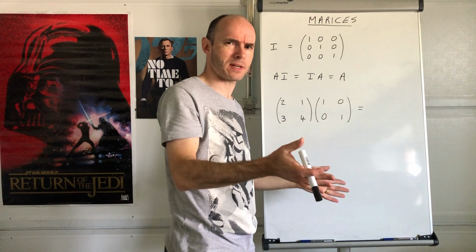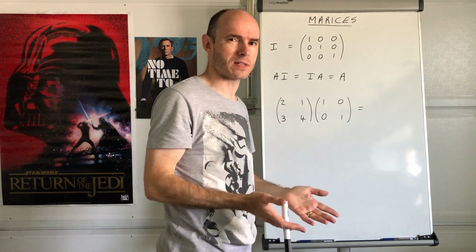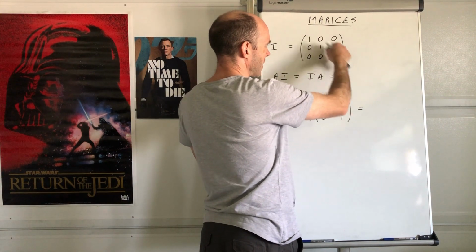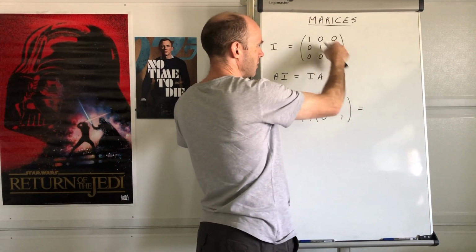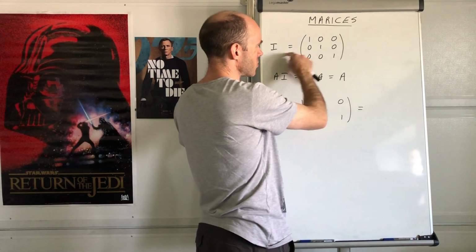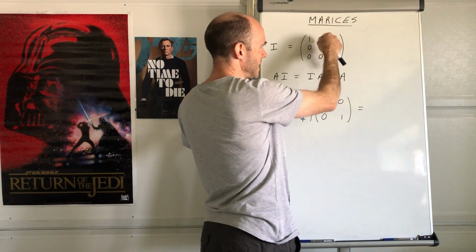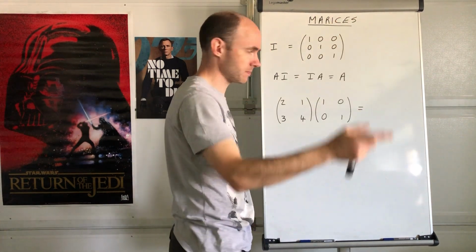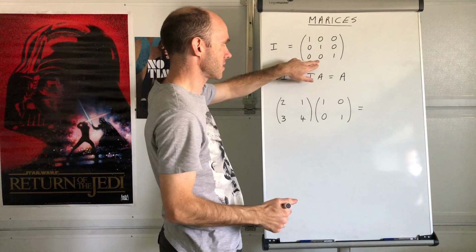Remember I said the 99%? Yeah, because identities only exist for square matrices. But this is what's called a leading diagonal. These are diagonals, but this is a leading one. It's the one with the most number of elements in it. So an identity matrix is a square matrix where the leading diagonal is all 1 and it's 0 everywhere else. So that's a 3 by 3 matrix.